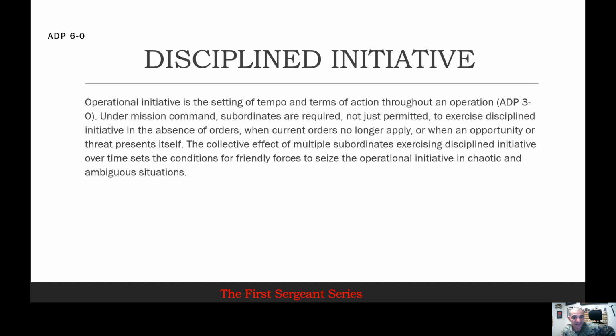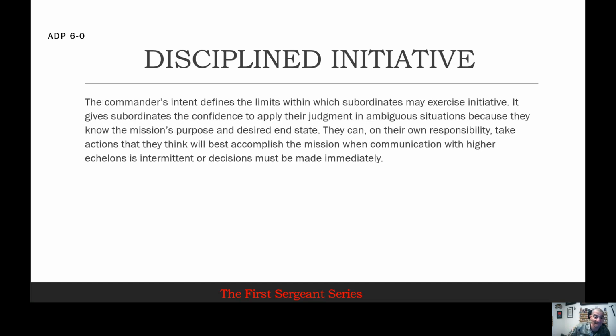Operational initiative is setting the tempo and terms of action throughout the operation, okay? Under mission command, subordinates are required, not just permitted, to exercise disciplined initiative in the absence of orders, okay? When current orders no longer apply, or when an opportunity or threat presents itself. The collective effect of multiple subordinates exercising disciplined initiative over time sets the conditions for friendly forces to seize the operational initiative in chaotic and ambiguous situations.